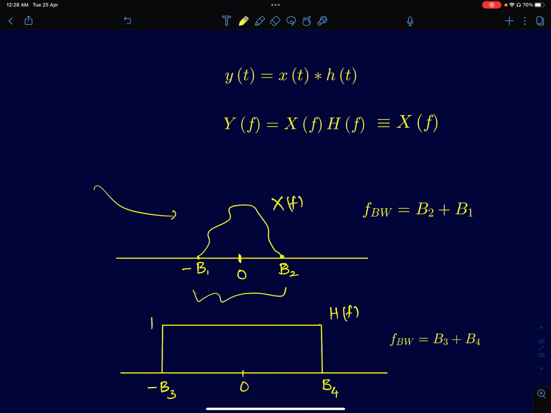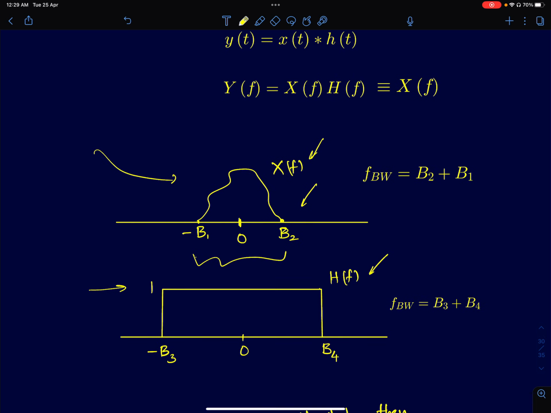Now, by looking at this figure, I want an output y of f to be equal to exactly this. Then what are the possible solutions of h of f? One can immediately think of it: I just need to design a filter whose gain is supposed to be 1 in this range of frequencies. That's it, right? So if you pass this signal through a filter whose transfer function is going to be constant in this range, then the output is also going to be the same signal. It's going to pass the signal as it is. So it's a frequency selective filter.